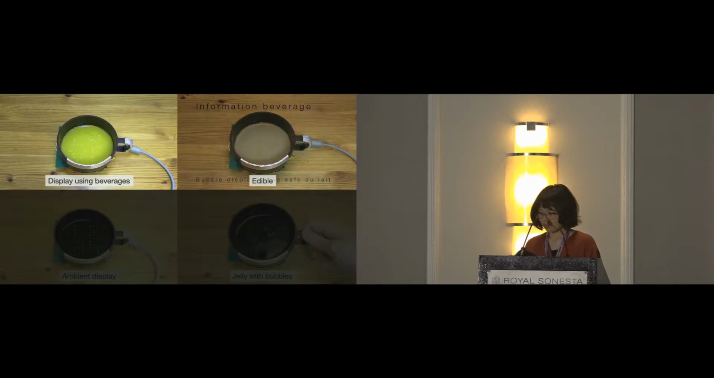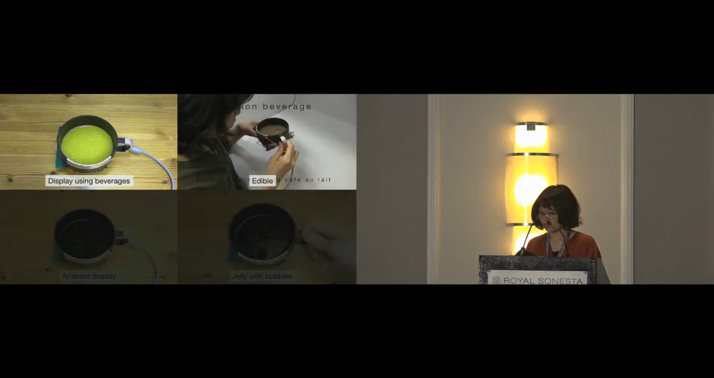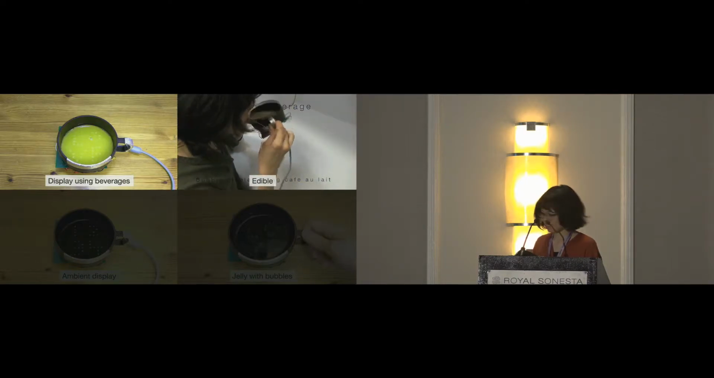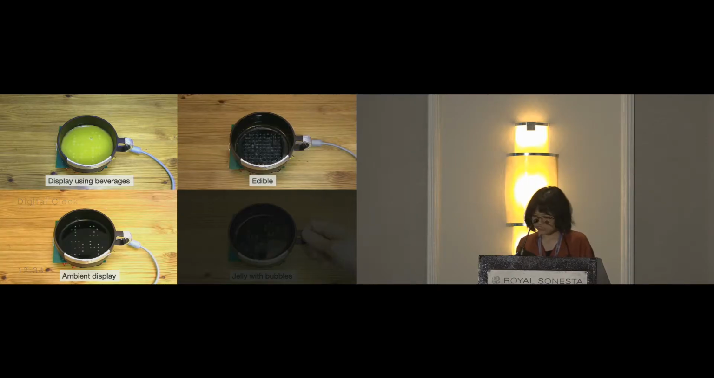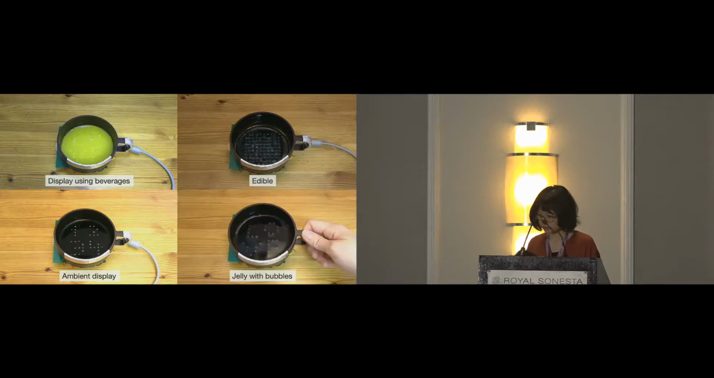This is an example of a bubble display using cafe au lait, and I drank this cafe au lait. Using this feature, the proposed method has the potential to realize an ambient display with bubbles that is familiar to daily life. This is an example of display in a digital clock. In addition, we can print information on the surface of food, such as a jelly.